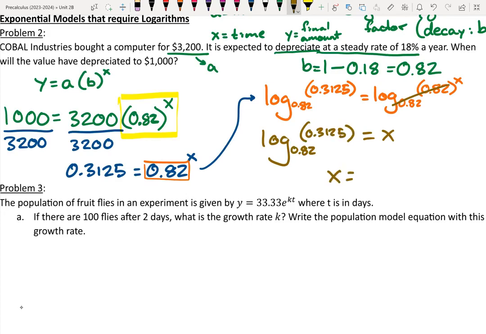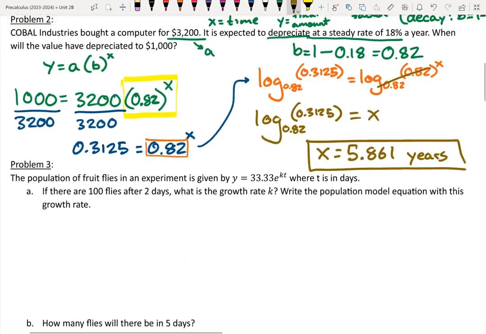And if we plug that into our calculator, what do we get, guys? 5.861. What's our unit for that? Years, right? It asked us how many years. When will that happen? So this happens in 5.861 years.